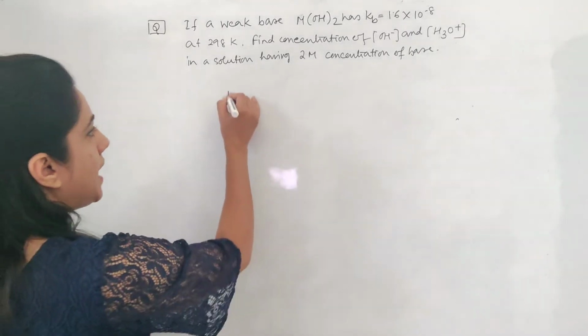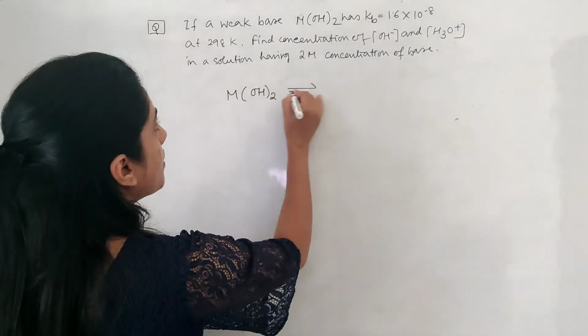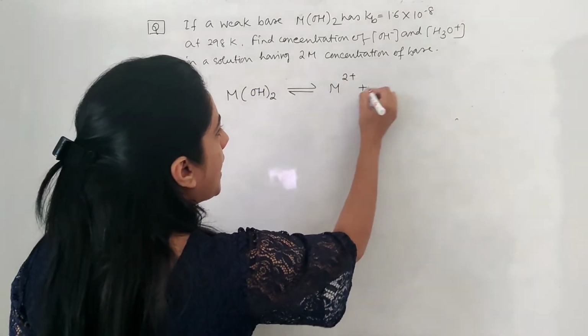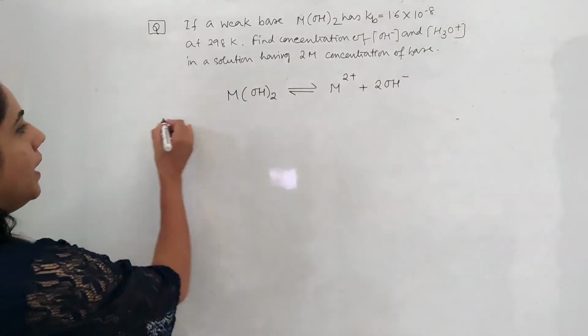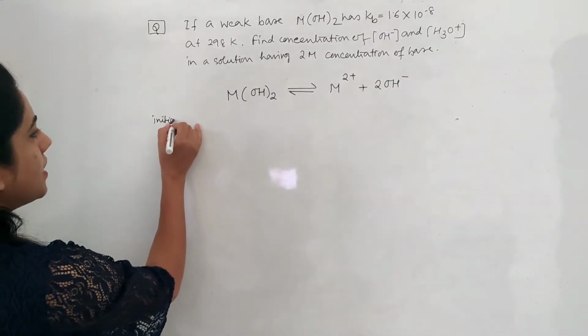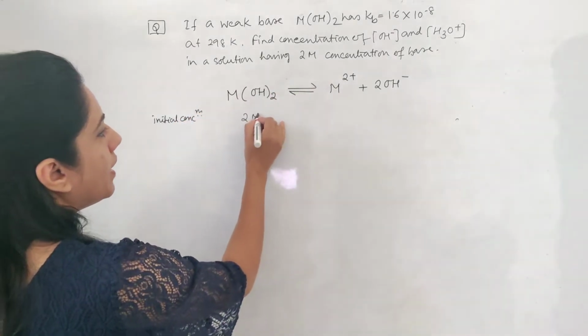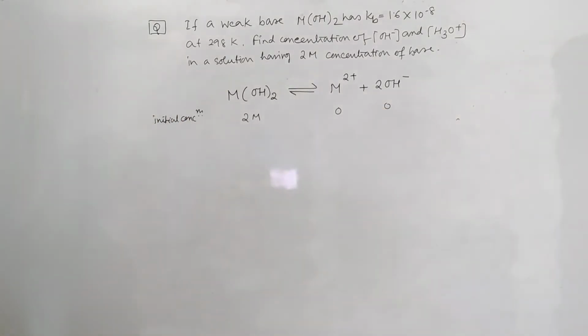So let us take the base MOH whole twice and see how it dissociates. It's a weak base, so reversible arrow. It gives you M2 plus and 2OH minus. This is the dissociation. Initial concentration, we will consider as 2 molar. This is 0 and this is 0. Let us consider the degree of dissociation is alpha.